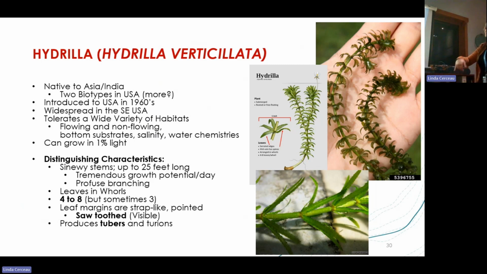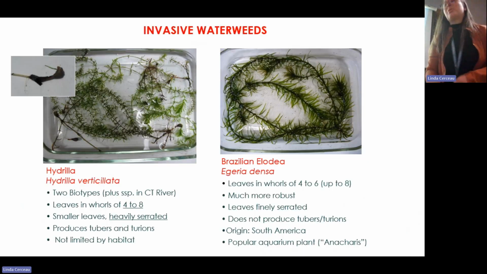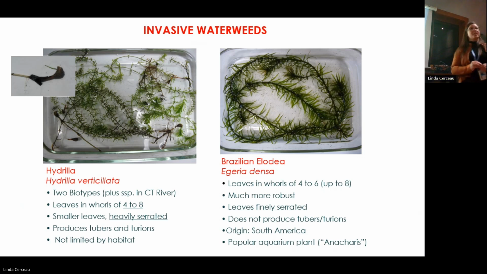This reproduces not only through fragmentation, but through tubers and turions. Turions are kind of like bud-like seeds that get produced right in the axil here. They fall off into the sediment and reproduce again. The seeds can stay dormant in the sediment for over 10 years.